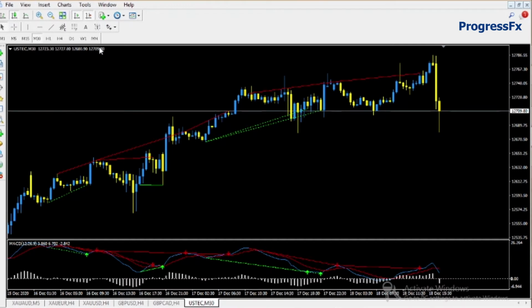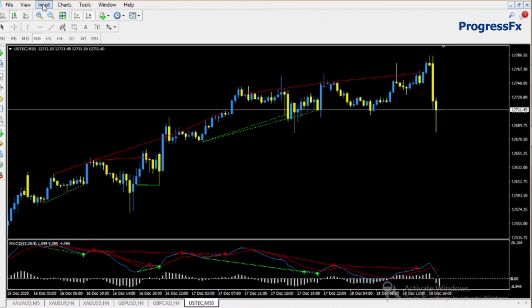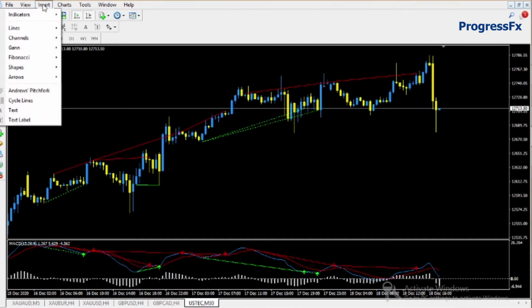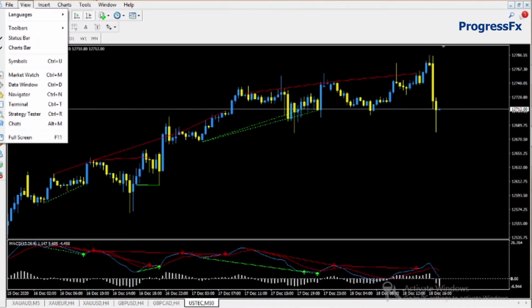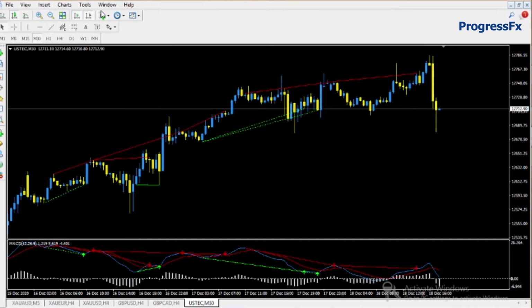the moving averages. You can use the insert button here, see the indicator list, and add the moving averages. Or you can choose to use displays, but this is specifically for those trading with IC Markets, because it's IC Markets that I myself am using even as I'm making this video.